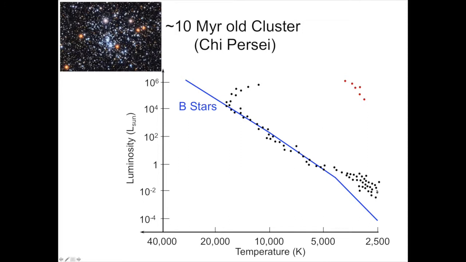Many of these stars down here, the low mass stars, are still on their way to the zero-age main sequence. Even after 10 million years, they haven't made it yet. But stars like the Sun have already made it and alighted down onto the zero-age main sequence.